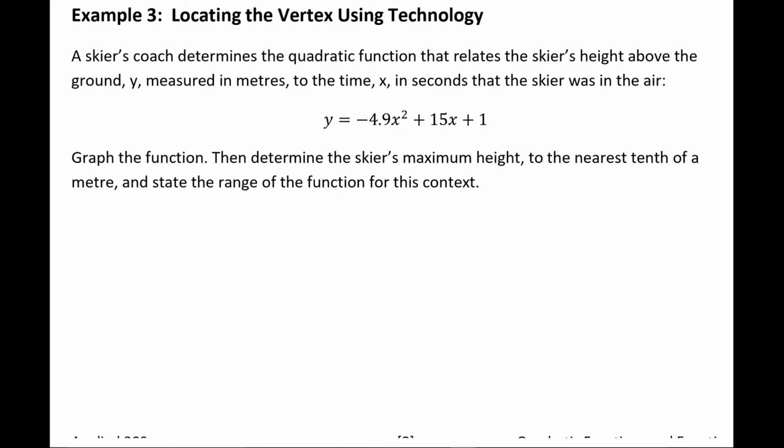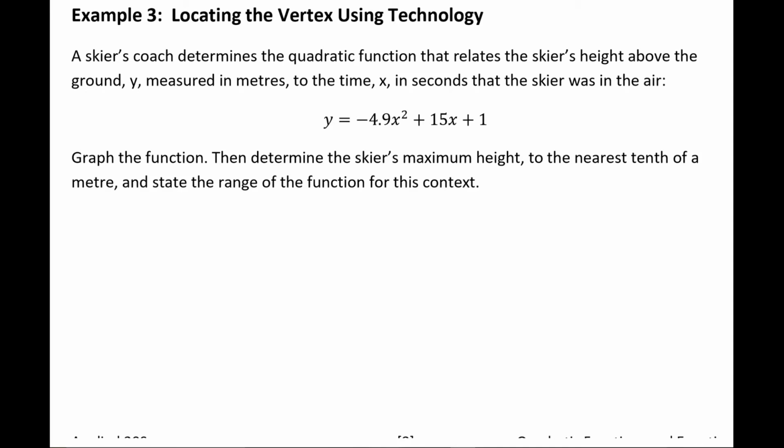In example 3, we're going to locate the vertex using technology. A skier's coach determines the quadratic function that relates the skier's height above the ground y, measured in meters, to time x in seconds that the skier was in the air. Here's the function, y equals -4.9x squared plus 15x plus 1. Graph the function, then determine the skier's maximum height to the nearest tenth of a meter and state the range of the function for this context.